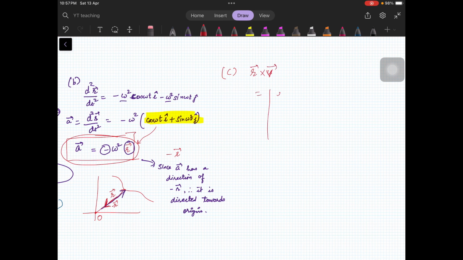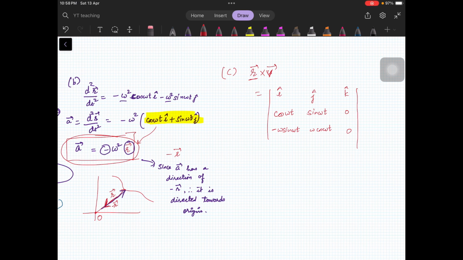So we know that this is how we compute the vector product. We write the unit vectors, then the components of the first vector, that is cos of omega t, sine of omega t, and 0 here, and here it is the derivative: minus omega sine of omega t, omega cos of omega t, and then 0 here.